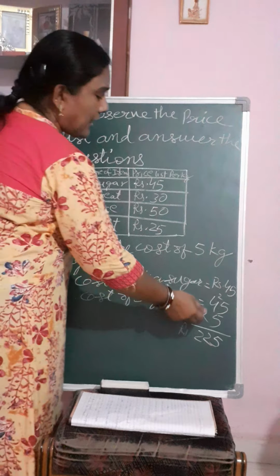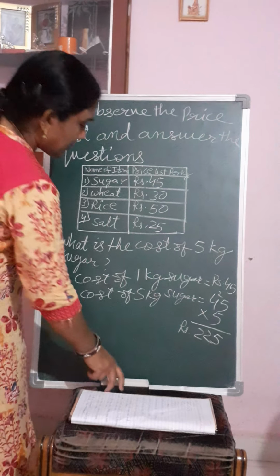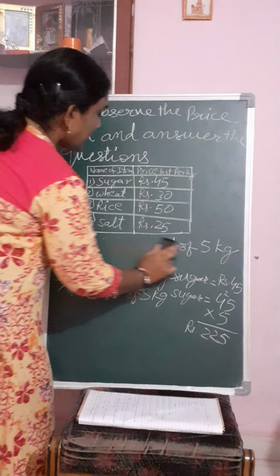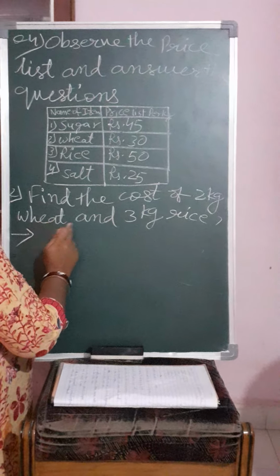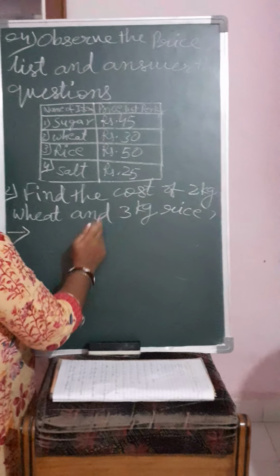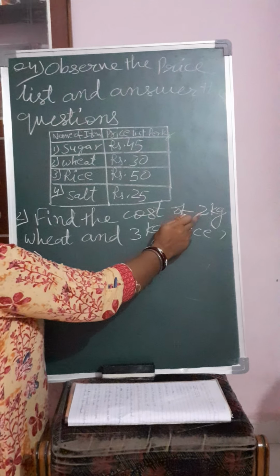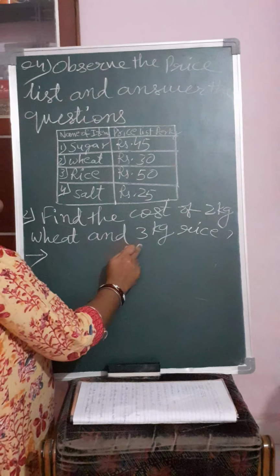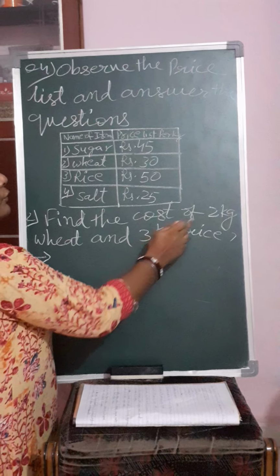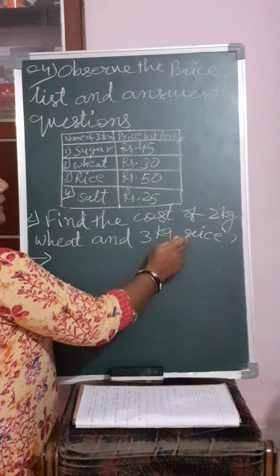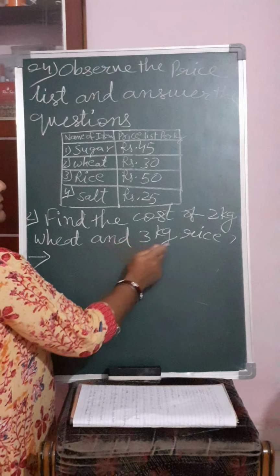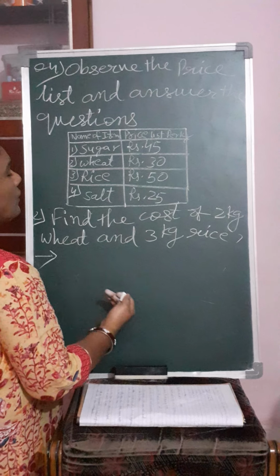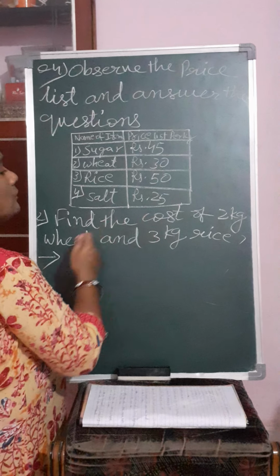Now understood children how to solve this kind of question? Another question I will give based on this. Now children, another question. Find the cost of 2 kg wheat and 3 kg rice. In this question we have to find the cost of 2 kg wheat and 3 kg rice. First of all we will find out the 2 kg wheat cost and then the 3 kg rice cost. Then we will add both. Then we will find out the total amount.